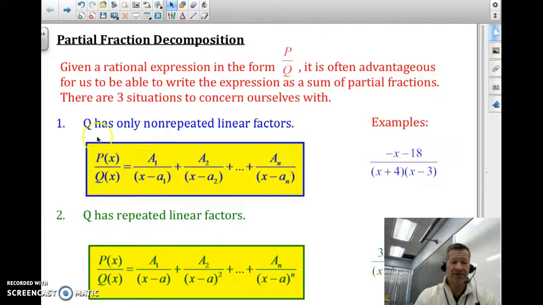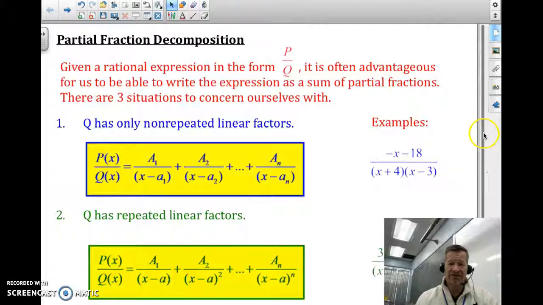So let me address that real quick. Non-repeated linear factors. This is how it looks symbolically. The example shows you a lot more what that means. If you look, the denominator has two factors. They're both linear because x is to the first power, and they're not repeated. This x plus 4 only happens one time. The x minus 3 only happens one time. So that's what non-repeated linear factors are, and I'm going to do this example on one of the subsequent pages.